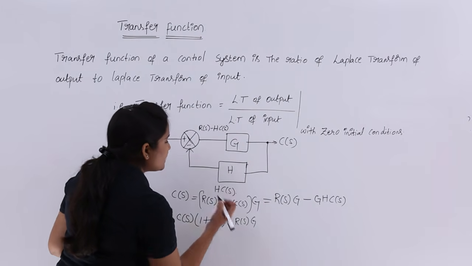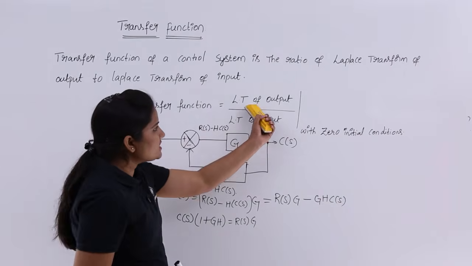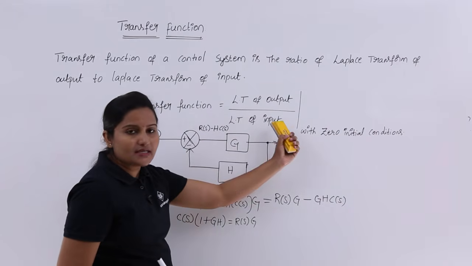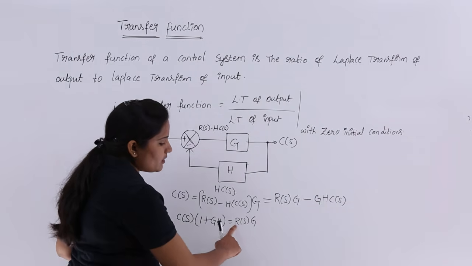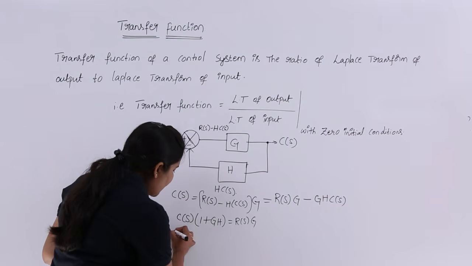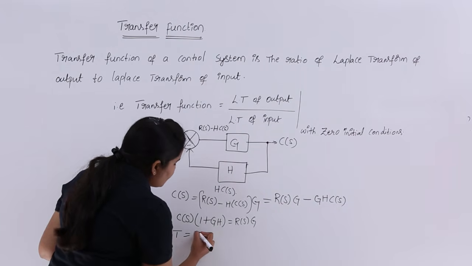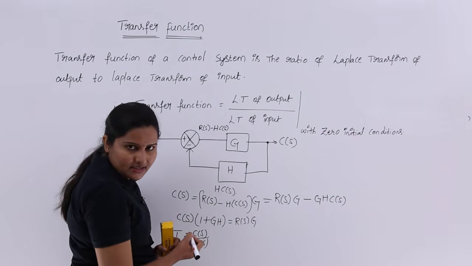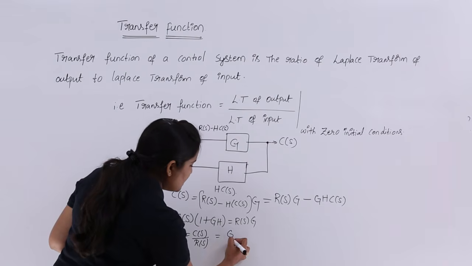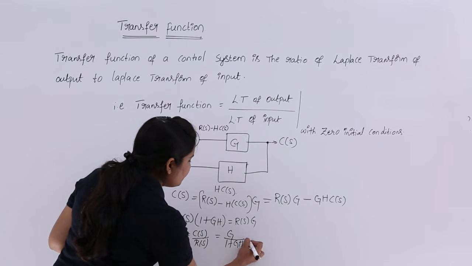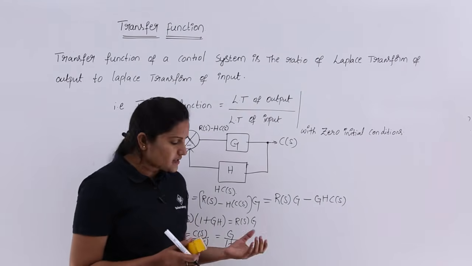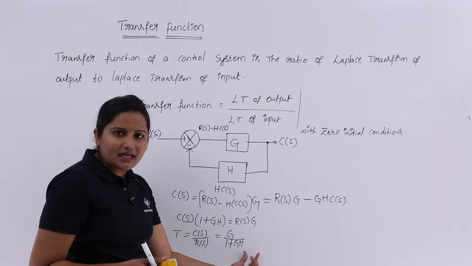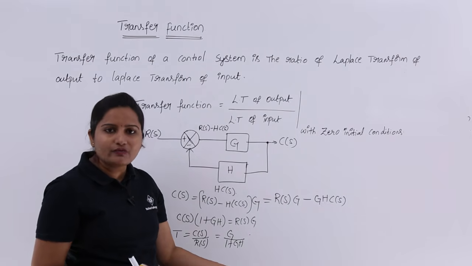is equivalent to R(S) into G. But to get the transfer function, the equation is the Laplace transform of output by the Laplace transform of input. The Laplace transform of output is C(S), and of input is R(S). To get the transfer function T, you need to get the C(S) by R(S) form. So, if you send this R(S) to this side, you get the transfer function of the system. You need to calculate like this for a positive feedback system also. Mostly we are going to prefer negative feedback systems. So, G by 1 plus GH will be the transfer function of the negative feedback system.